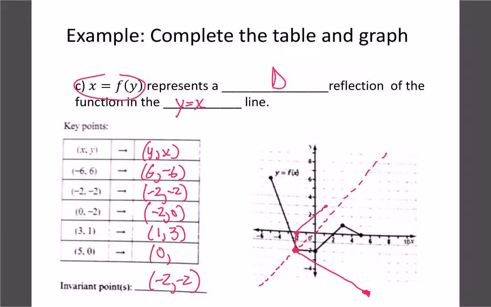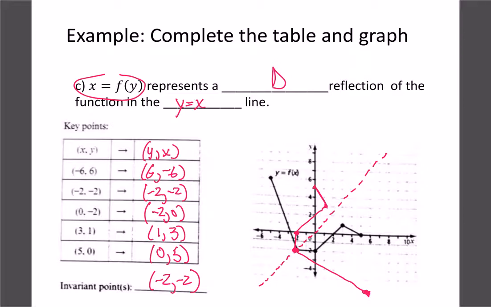And (5, 0) would be (0, 5). So that would be our diagonal reflection of that graph. And again, if we were to do domain and range, we won't, but if we were to do domain and range, we're just flipping our x and y, so our entire domain and range should trade.